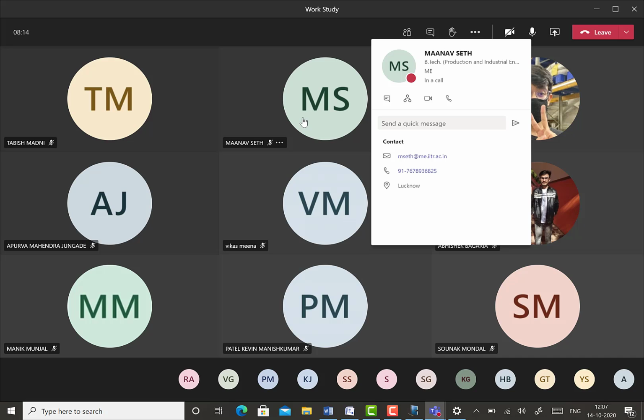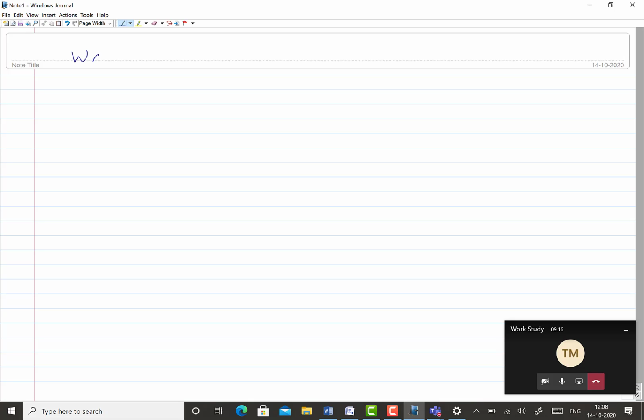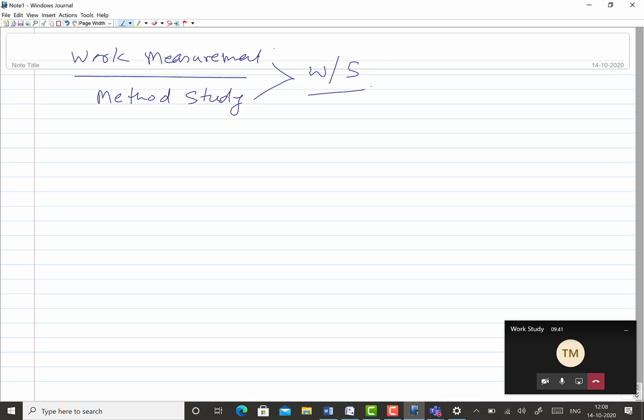So in today's lecture, I'll be talking about the need, importance, purposes, techniques, and how it is done. So the basic steps related with the work measurement. The topic is work measurement. This is one of the parts of the work system design. Another technique of the work system design is the method study. So both of these primarily constitute the work system design or work study.